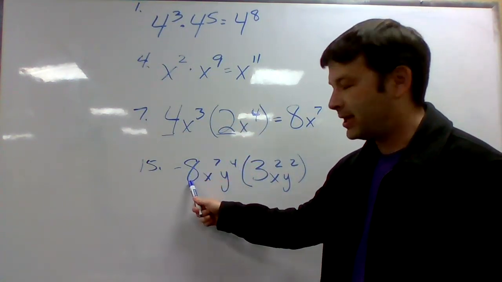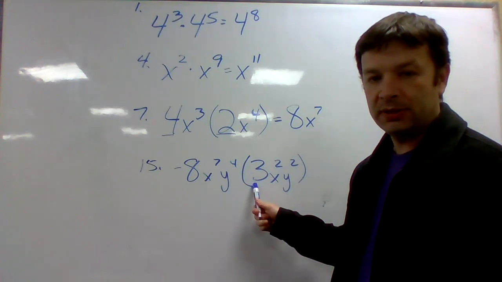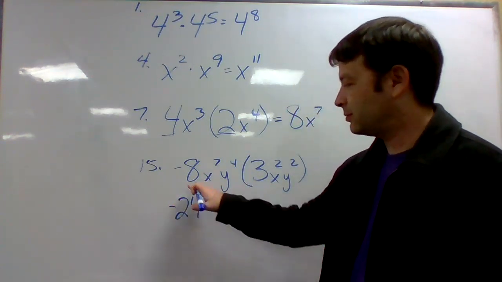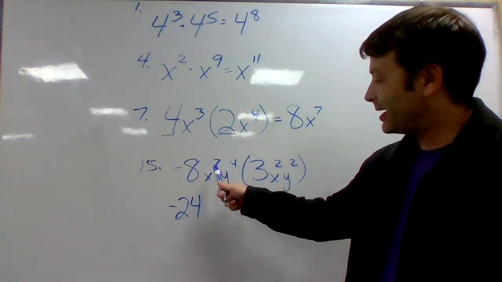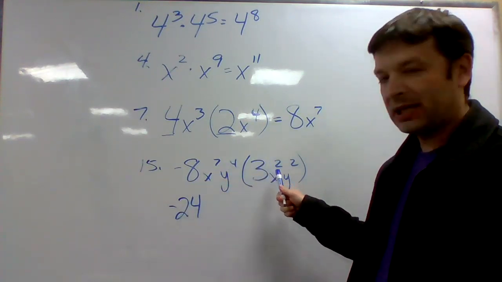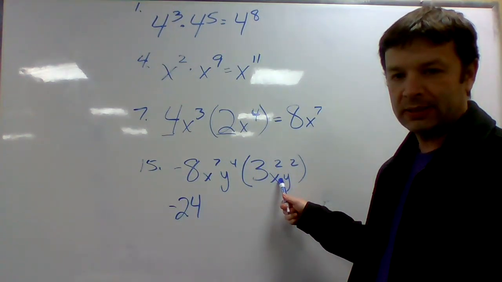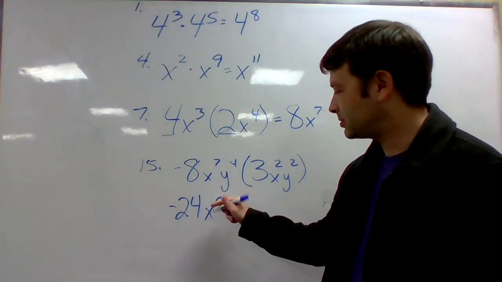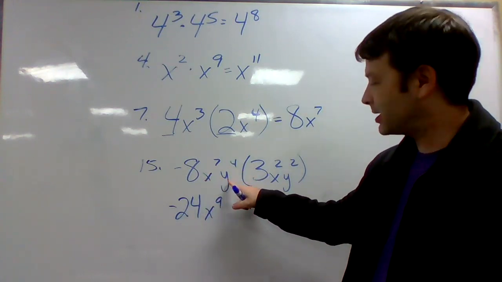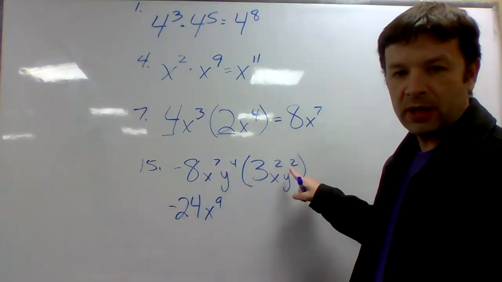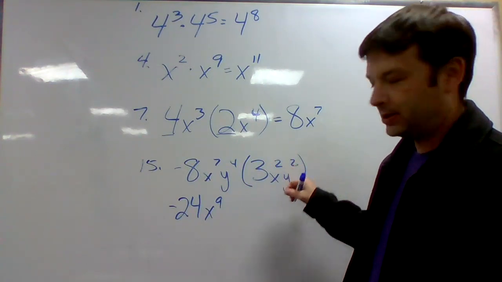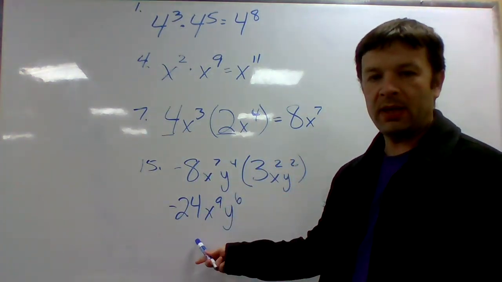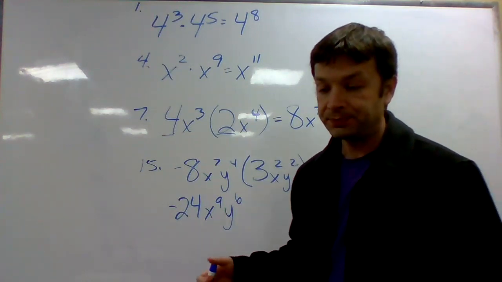So I'm going to do -8 times 3, and that would be -24. One negative, when you multiply, makes a negative. Okay, and then I got x to the 7th times x to the 2nd. What would that be? That would be x to the 9th. So I put my x's together. Now my y's, I got y to the 4th and y to the 2nd. That would be y to the 6th. And that's all we could do on that one.